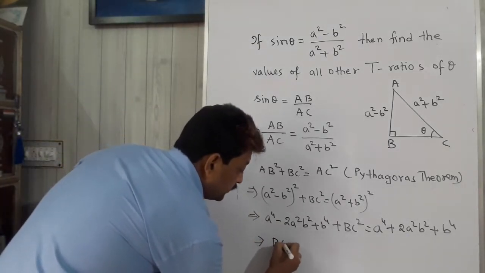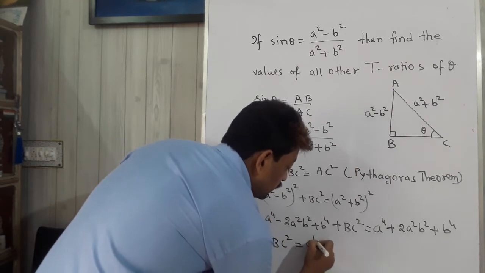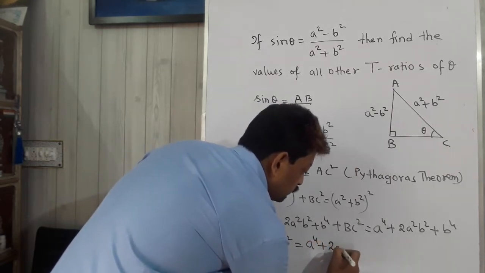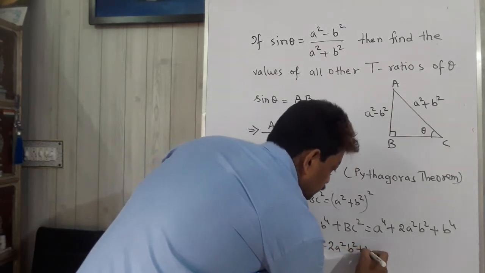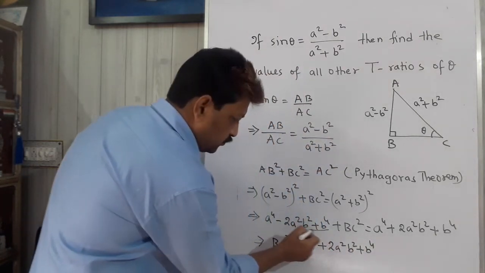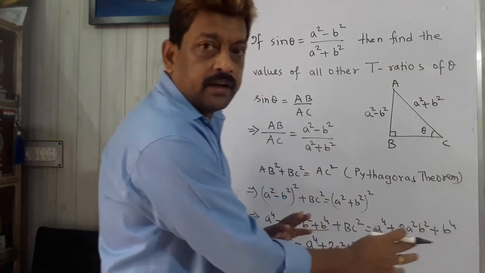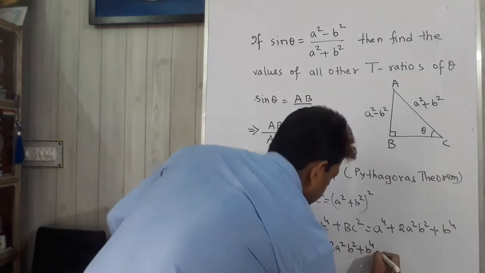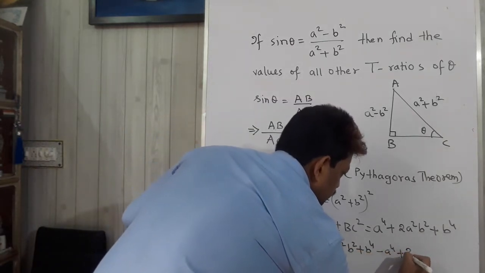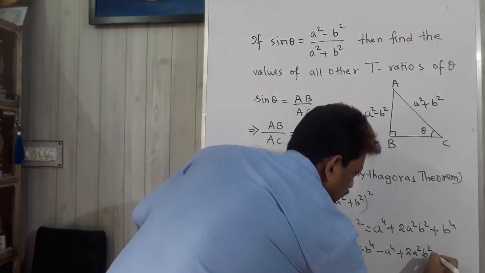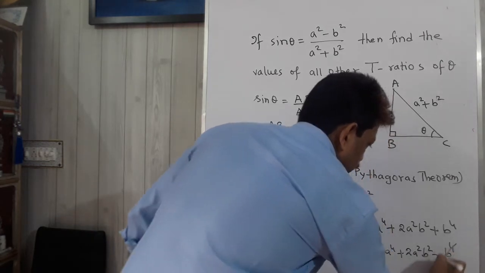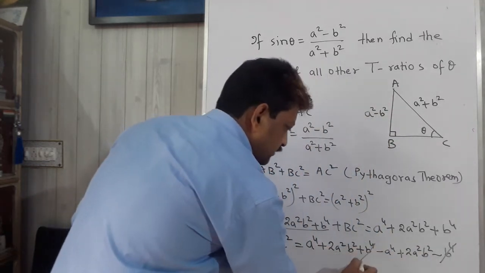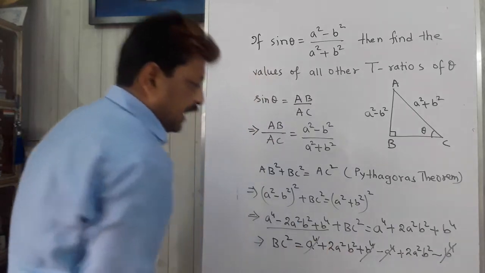Let me write the whole thing again. B square equals A to the power 4 plus 2A square B square plus B to the power 4, and these values I am taking to the right hand side. So it will be minus A to the power 4 plus 2A square B square minus B to the power 4. So B to the power 4 and B to the power 4 will be cancelled. A to the power 4 cancelled.